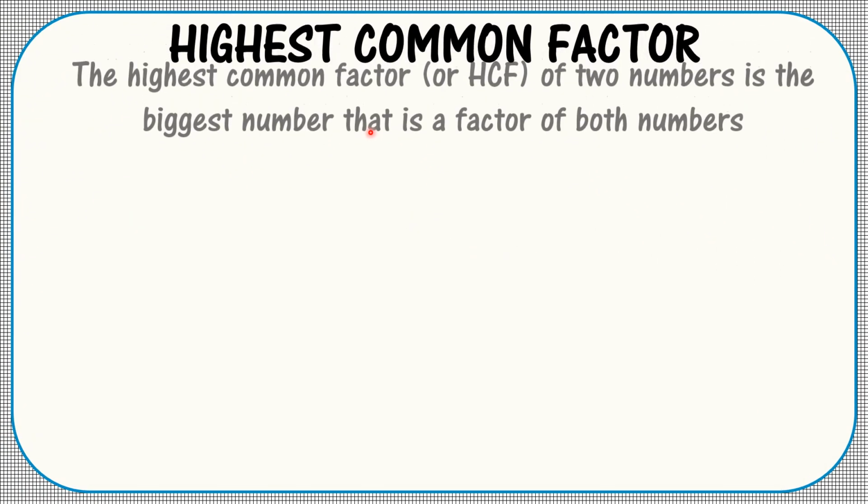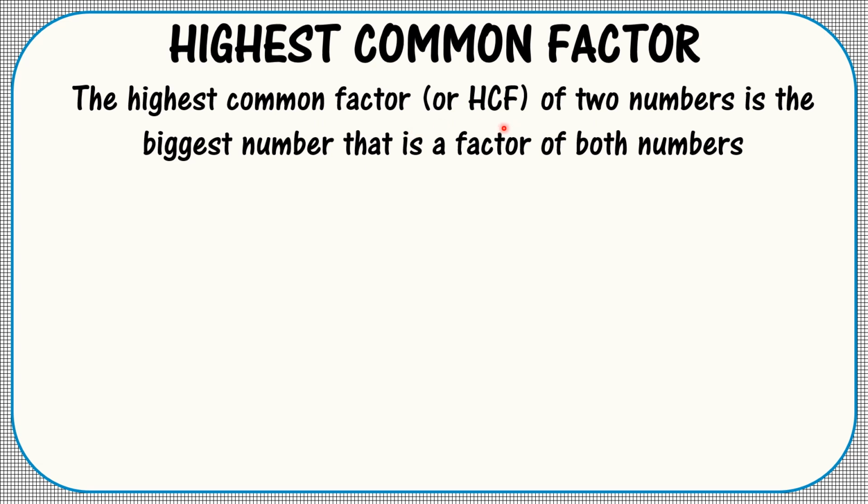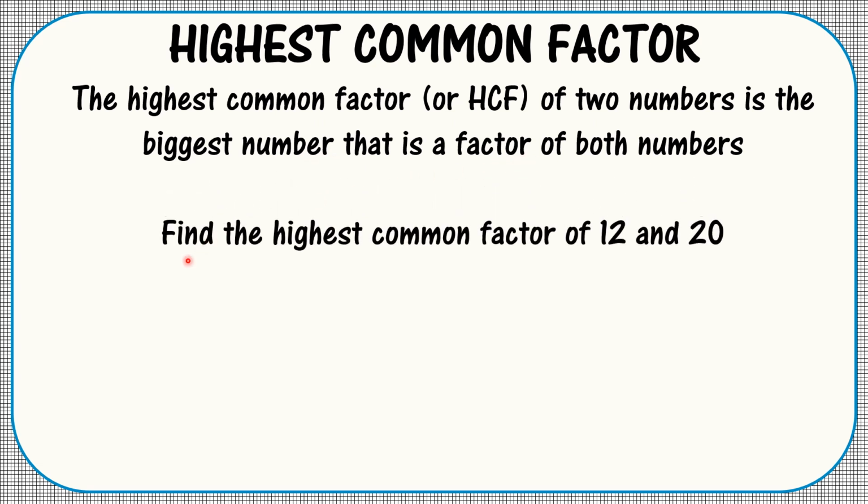So, highest common factor. The highest common factor, or HCF as it is sometimes referred to, of two numbers is the biggest number that is a factor of both numbers. Find the highest common factor of 12 and 20. The easiest way to do this is to write out the factors first.